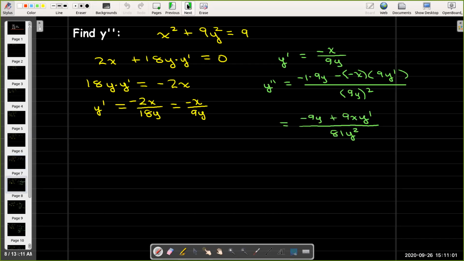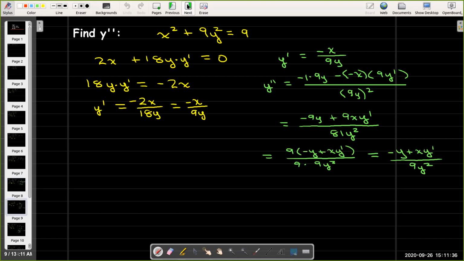Now we need to do some algebra to clean this up. In our first step, we're going to handle all of the negative signs. So I'm left with negative 9y plus 9x y prime all over 81y squared. Now, looking at this, I can see that the numerator and the denominator have a common factor of 9. So let's simplify carefully.